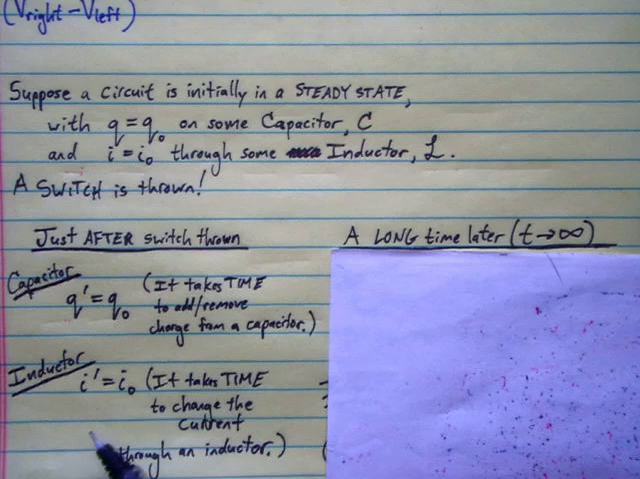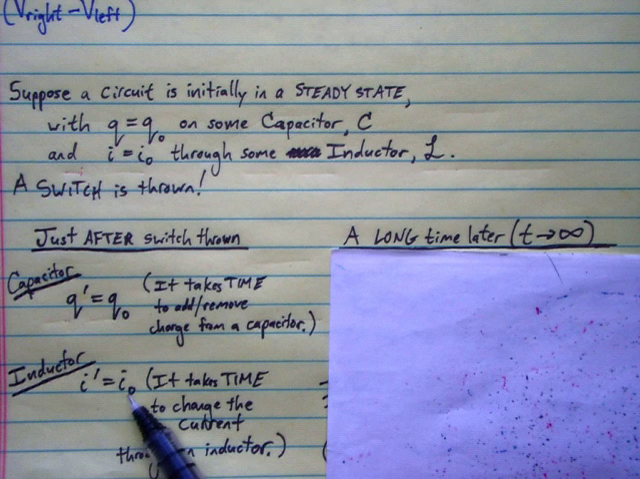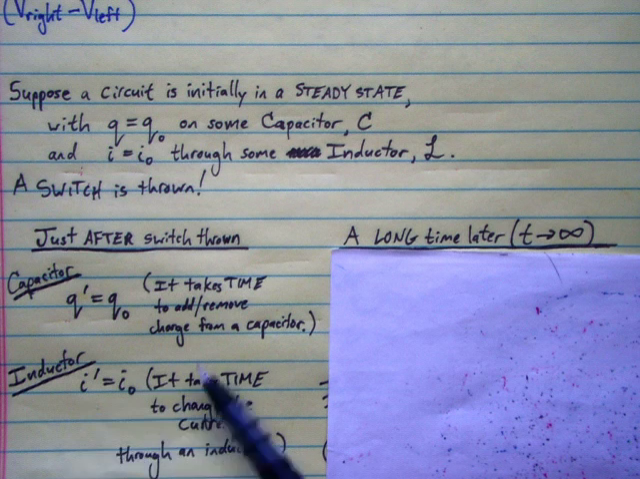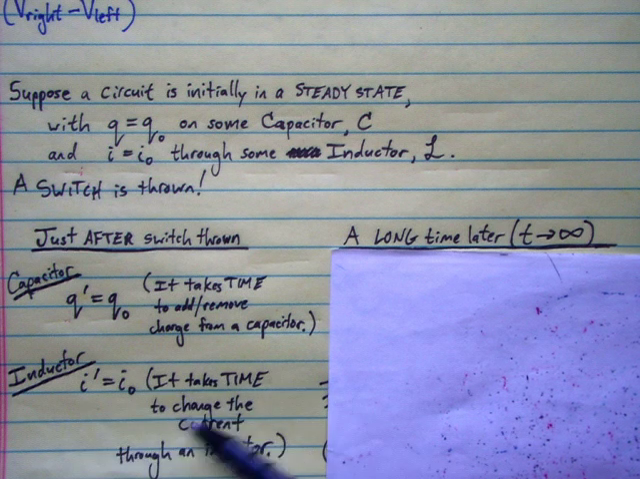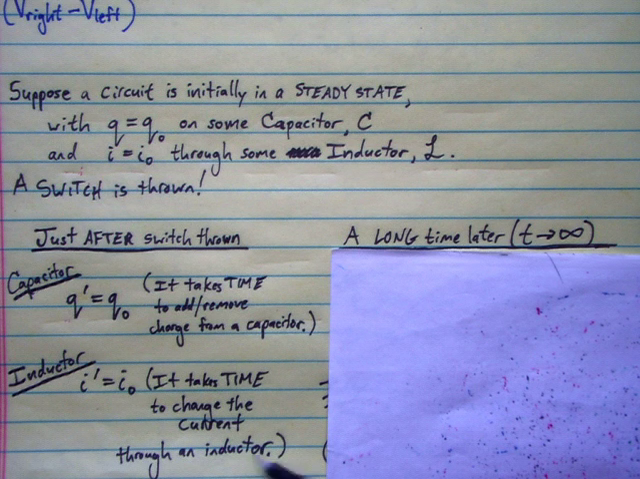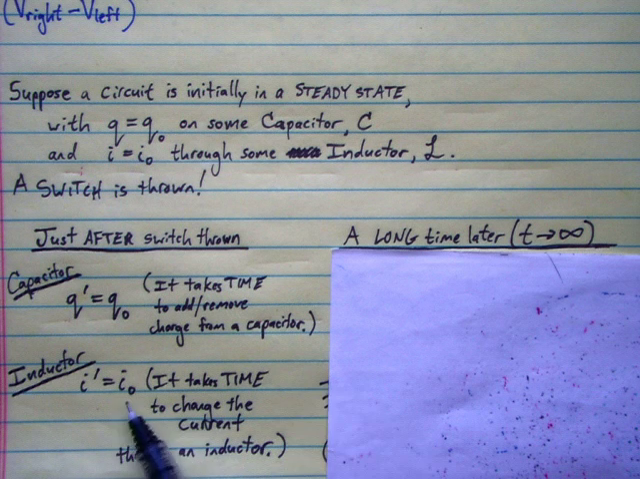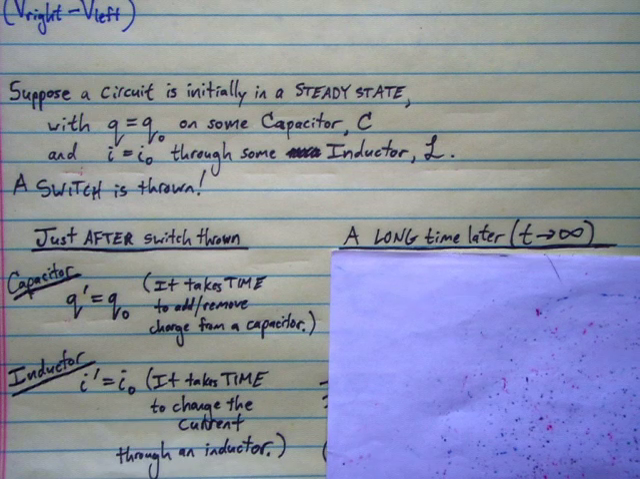Similarly, the current through an inductor just after you throw a switch will be equal to the current through that inductor just before you throw the switch. It takes time to change the current through an inductor. That's an inertia-like effect that an inductor has. You can't change that current right away. It's got to evolve over time. So let's wait a really long time.